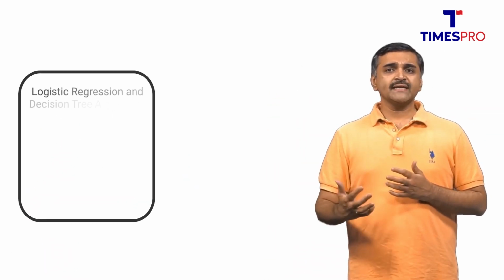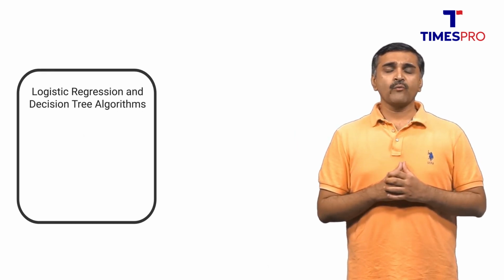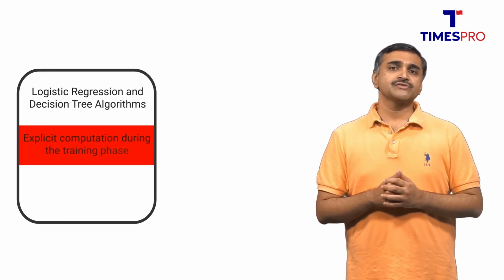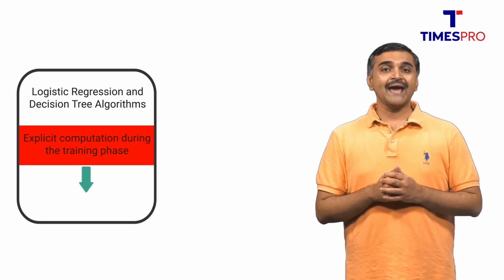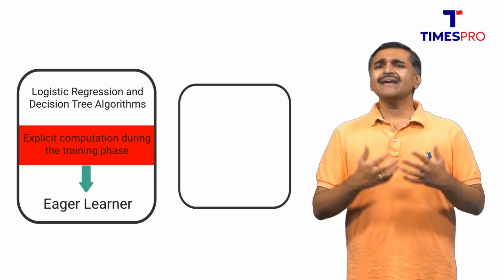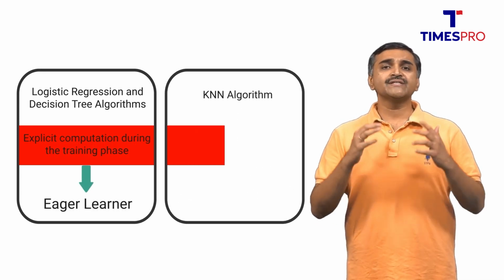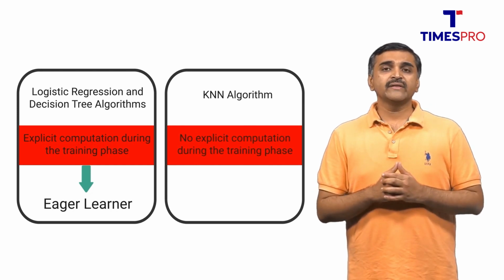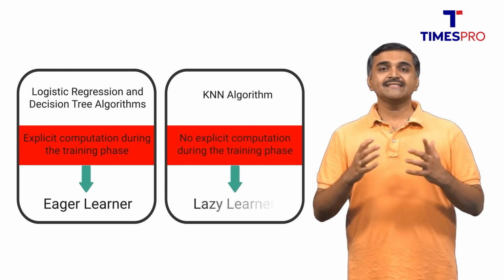Algorithms like logistic regression and decision trees, which do some explicit computations during the training phase, are called eager learners, and the KNN algorithm, which does no learning during the training phase, is called a lazy learner.